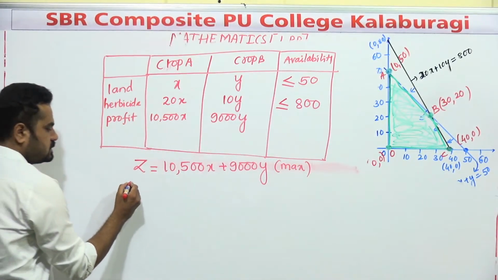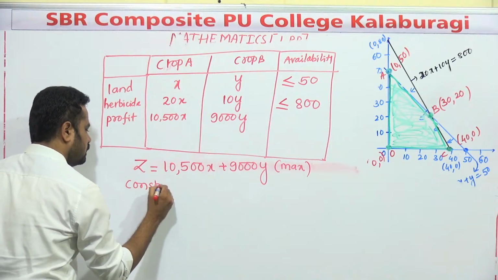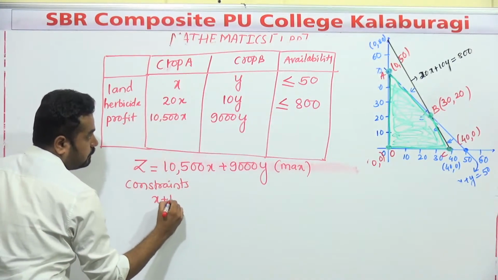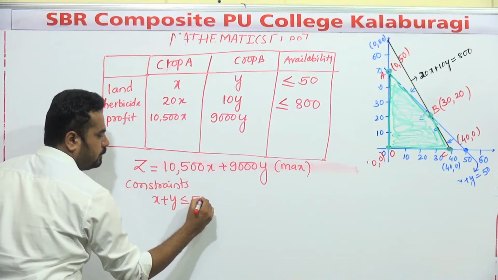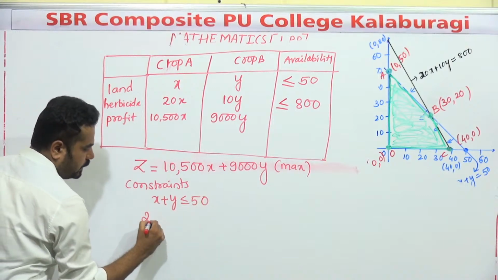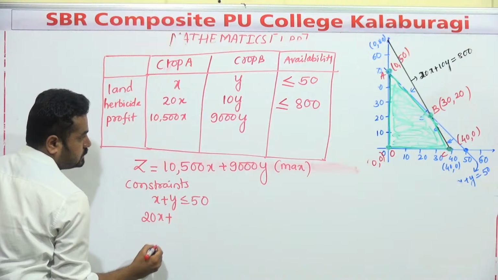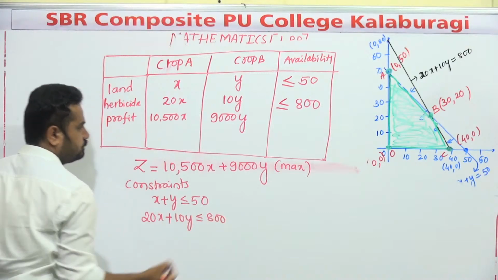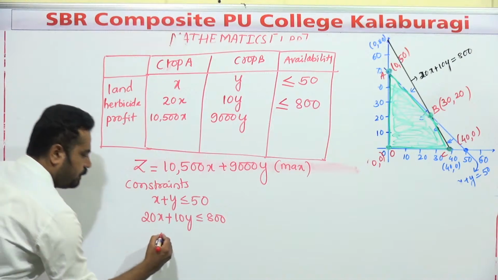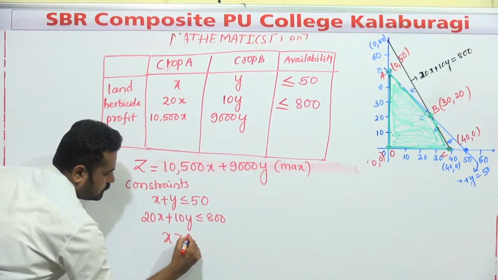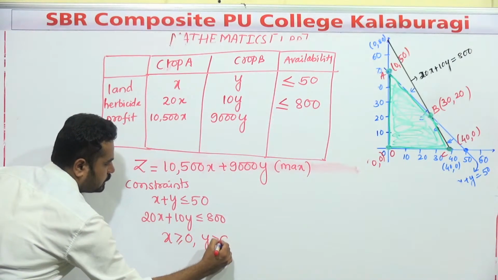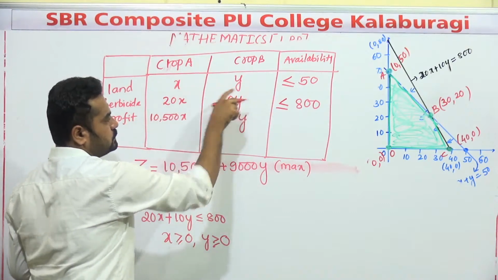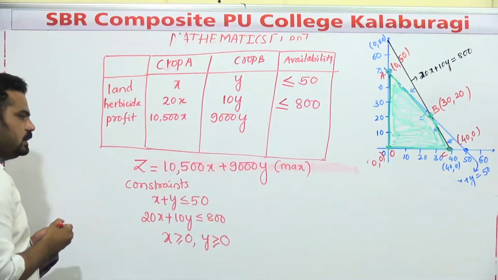After that, what are the constraints? x plus y should be less than or equal to 50. And one more, 20x plus 10y should be less than or equal to 800. And these are the constraints. And we have the non-negative constraint you have to take, because x cannot be negative and y also cannot be negative. Therefore, this is a constraint.